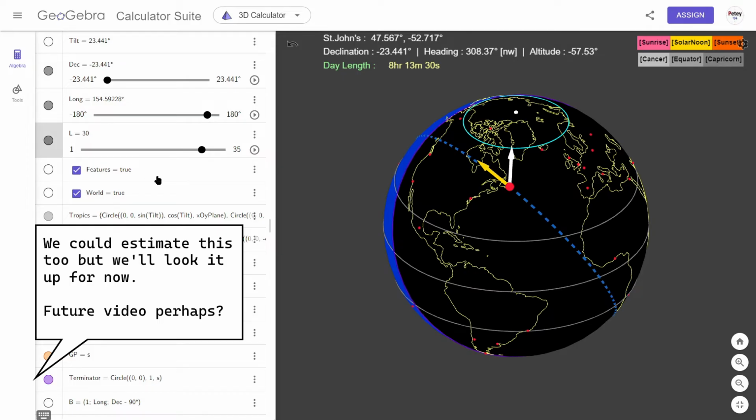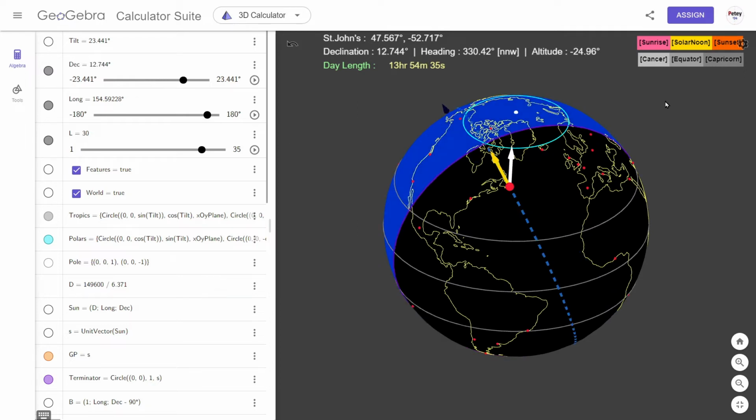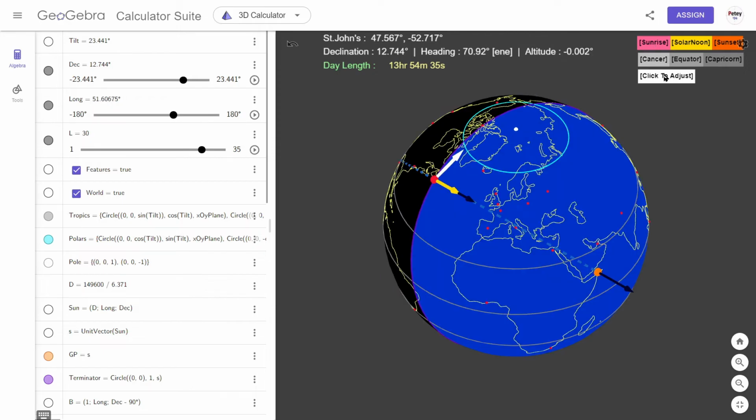Okay, so that is 12.744 degrees declination. Let me just change that. 12.744 degrees. And if you got yourself over to that latitude on the 23rd of April, you'll find that you'll have no shadow at some point. So let us go to sunrise. We'll adjust it. And we have 14 hours, 5 minutes and 2 seconds.